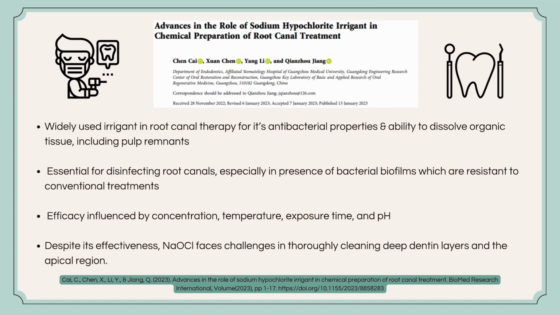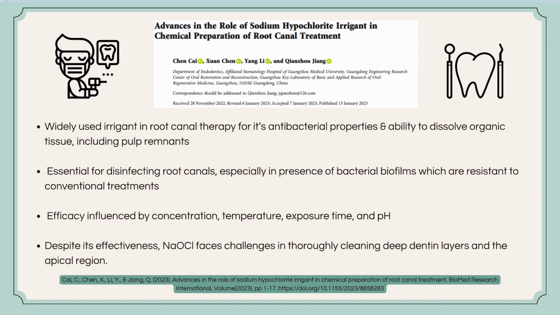But back to the article, it just talks about how it's widely used as an irrigant. It's actually considered the gold standard because it's able to dissolve organic tissue, such as pulp remnants that remain in the canal after the infected tissue is removed. So it's essential for disinfecting root canals, especially when bacterial biofilms are present. These biofilms are actually often resistant to conventional treatments. So again, this sodium hypochlorite is considered the gold standard.